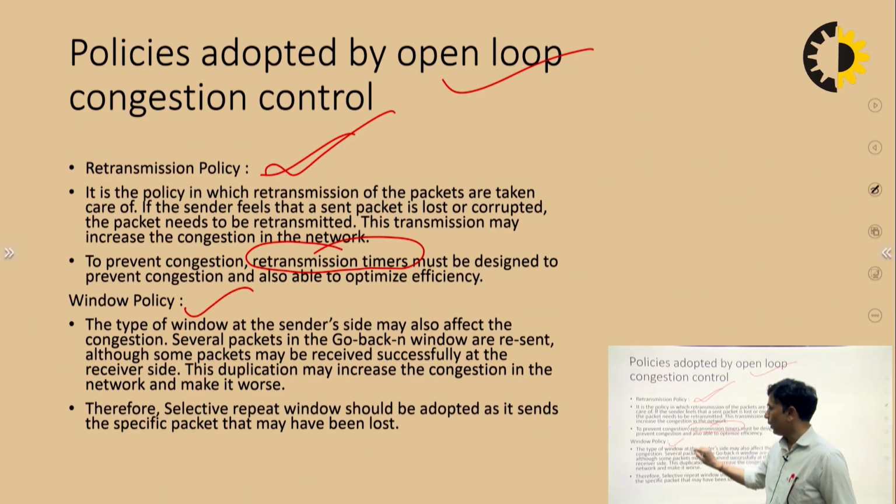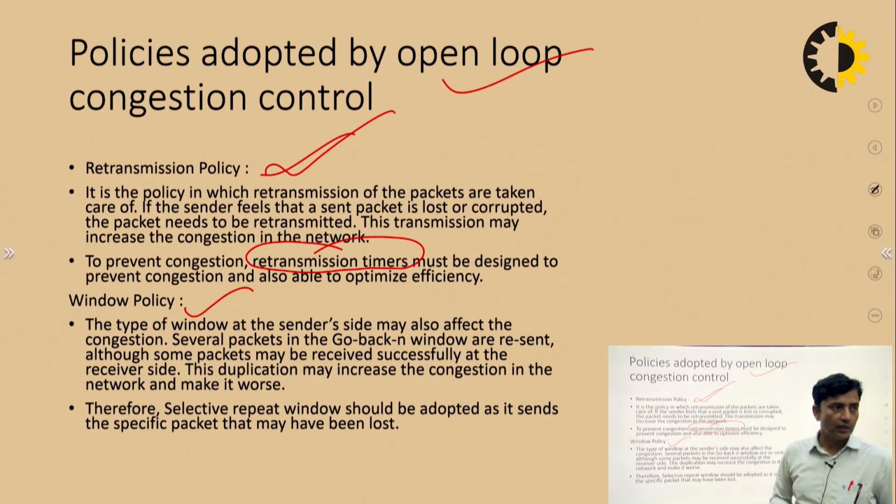Other is the window policy. What is the window policy? The type of window at the sender side may also affect the congestion. Several packets in the go back N window are resent, although some packets may have been received successfully at the receiver side. So this duplication may increase the congestion.